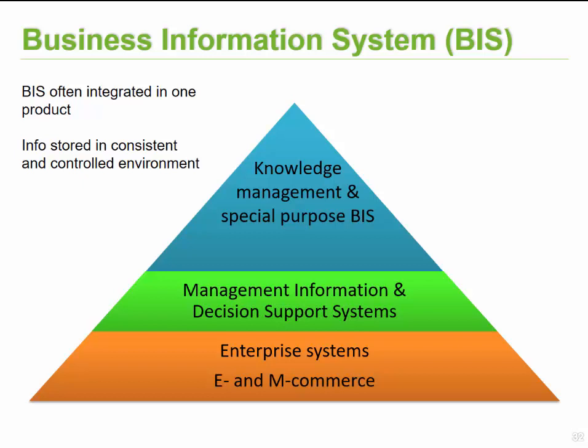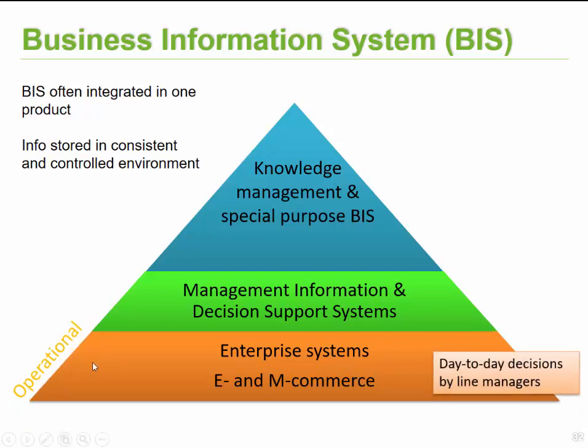Now let's see who is going to use the systems on each of the different levels. If we look at the bottom layer, the types of decisions that take place here will be your operational decisions. These are your day-to-day decisions taken by your day-to-day managers, especially also your line managers. So these are the people at the bottom of the pyramid that will handle most of the basic ordinary decisions in your company.